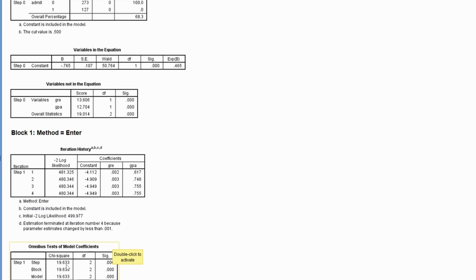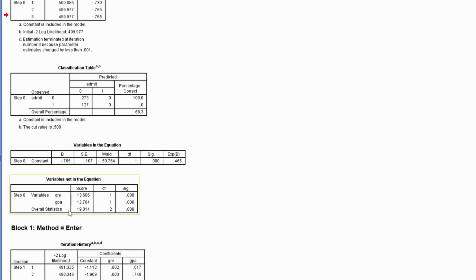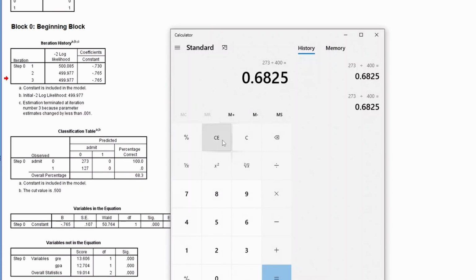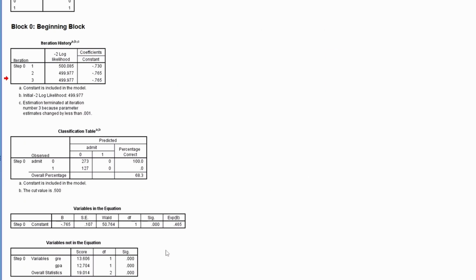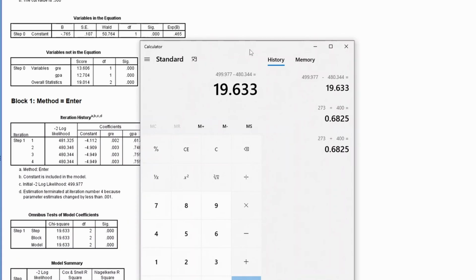So this 19.633 is where it came from. It came from the 499.93977 minus the 480. So we can check it, like yes, 499.977 minus what's the other variable? 480.344. Yes, so that's 19.633. That's the way it came from. Also, it has the name chi-square because minus 2 times log likelihood is close to a chi-square distribution. Okay, and degrees of freedom is 2 because we add 2 predictors into the model, so we use 2 degrees of freedom.